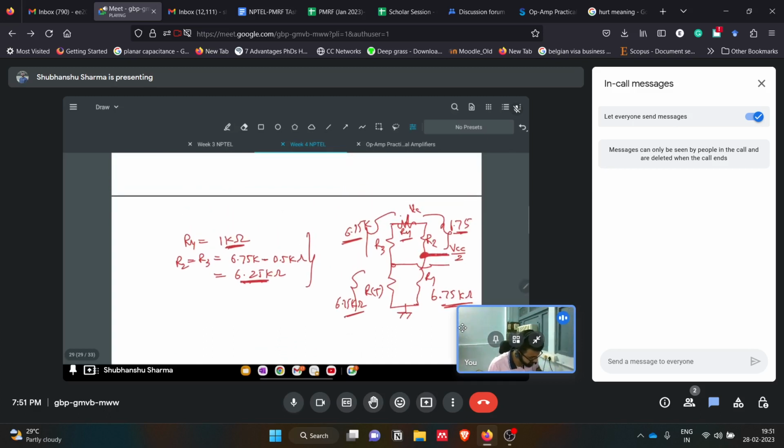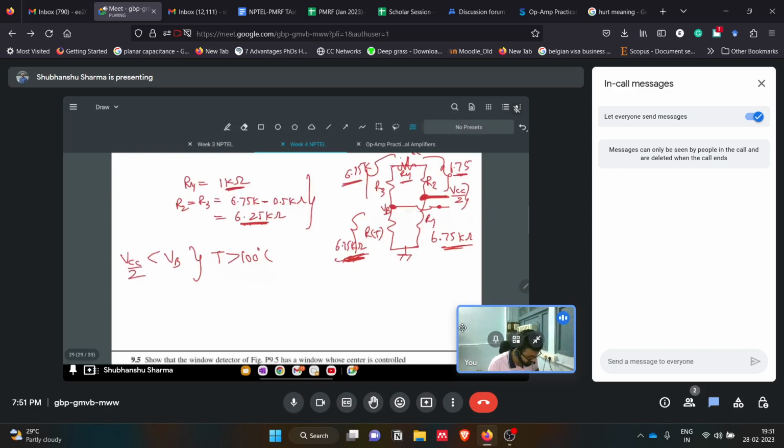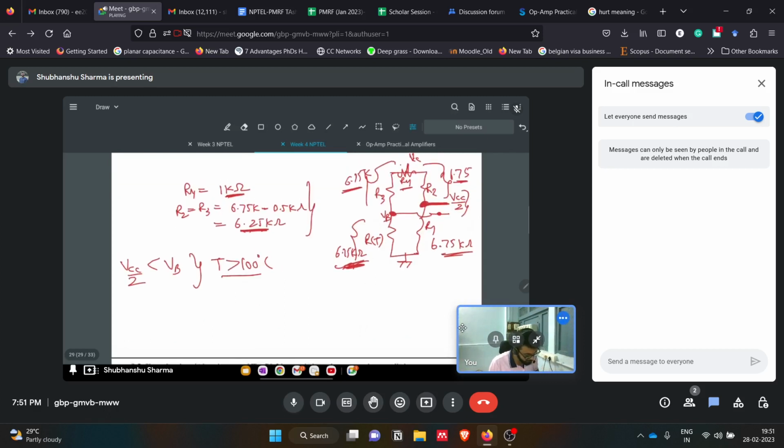This will be maintained at VCC by 2, and once this branch achieves 6.75 kilo ohms, this voltage, which we'll call VB, will become less than VCC by 2. There the trip will happen. This is the case when T becomes greater than 100 degrees Celsius, and we can make the circuit output V output equal to VOH. We can either switch the circuit on or off based on this output.